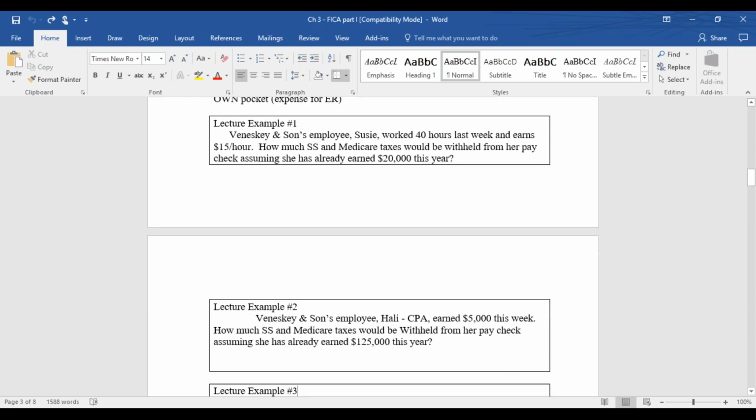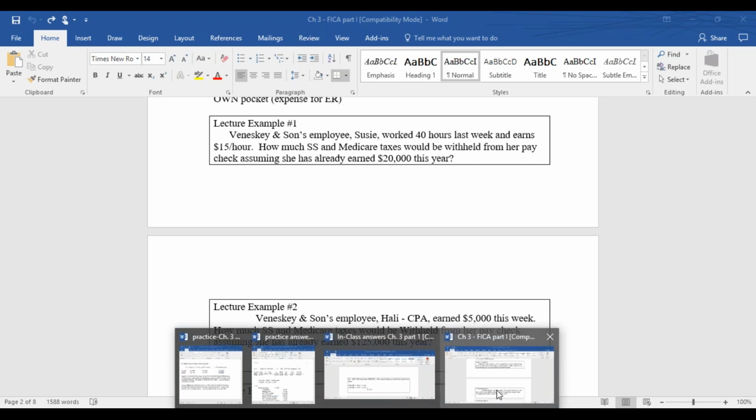So what I wanted us to do with these next couple lecture examples is determine on this one how much Social Security and Medicare taxes would be withheld from the employee's pay, assuming she has made $20,000. Now this is just the employee's pay this time. We'll get further down when we look at the employer and then them together. So go ahead and pause. Figure up how much this person should have had deducted for Social Security and Medicare.